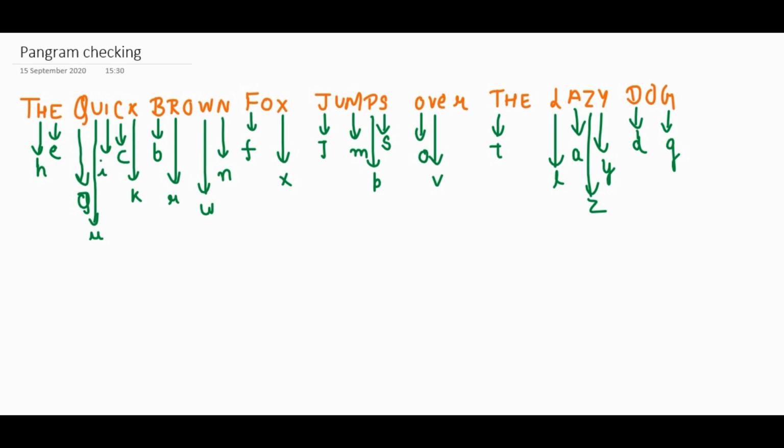The first approach that we can follow here is the brute force approach, which means we will start from A, right? And we will check if A is present here or not. Then we will go to B. If B is present there or not, we will check this till Z. If all these characters are present, then only we will say this is a pangram.